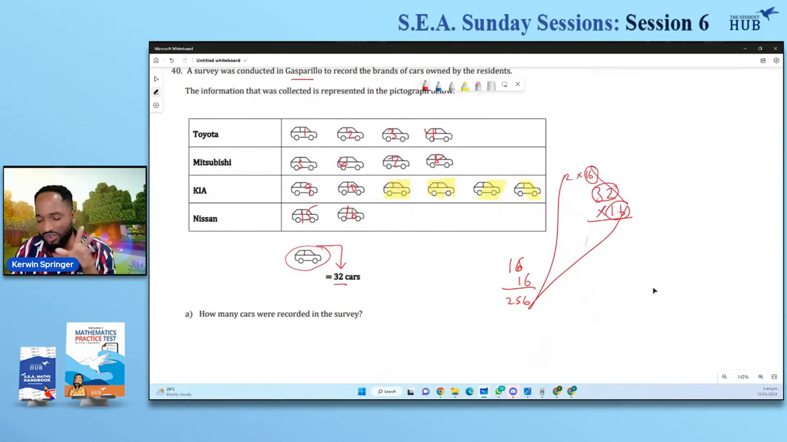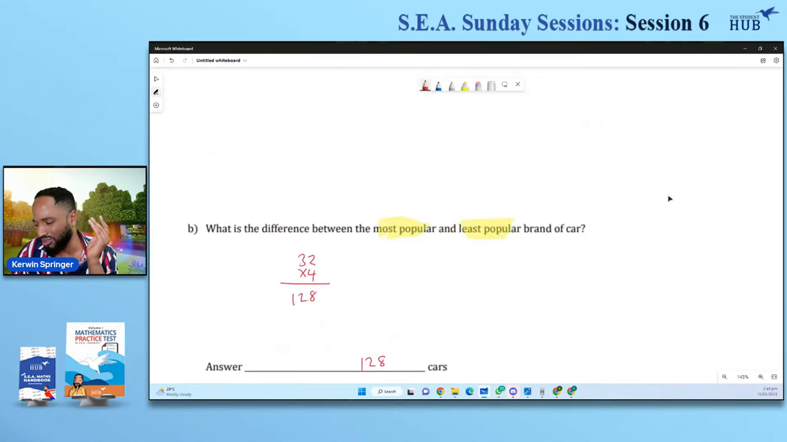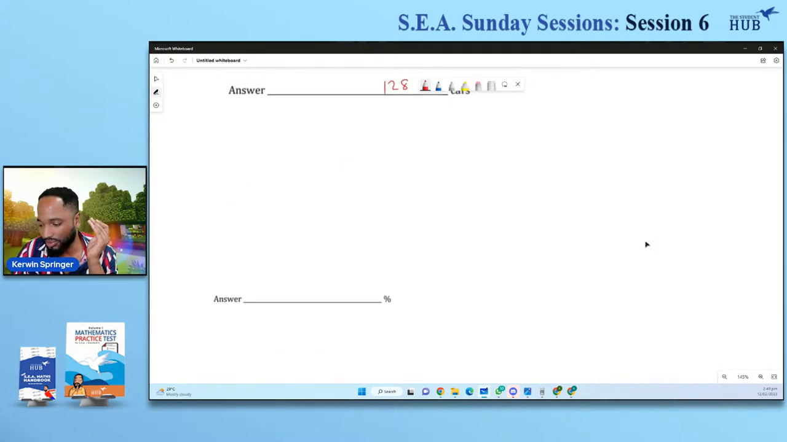You know what? I don't need to bother with the 32s anymore. I can just say there are 16 cars, and there are four Toyotas, so it's 4 out of 16. It's a fraction, so I don't need to multiply by 32. So it's 4 out of 16.